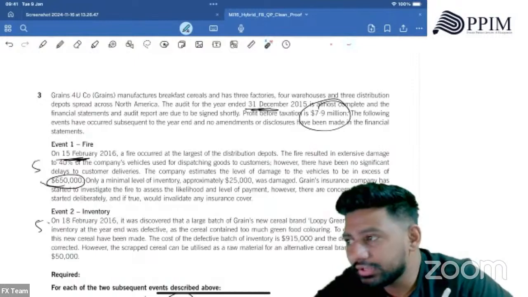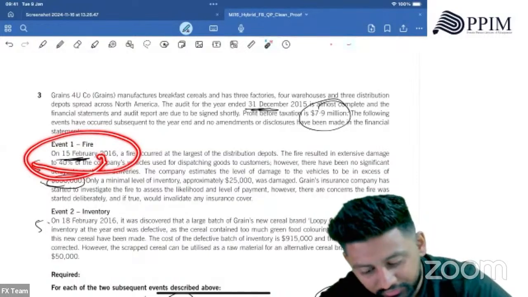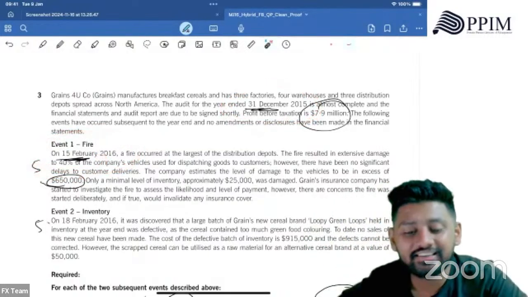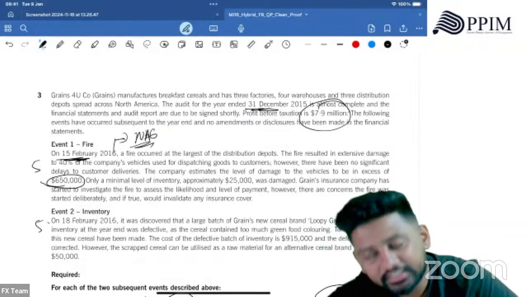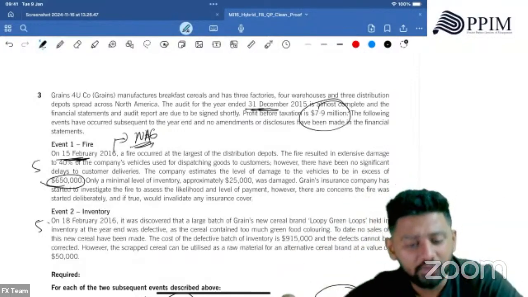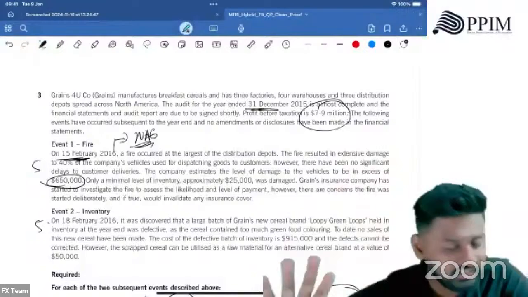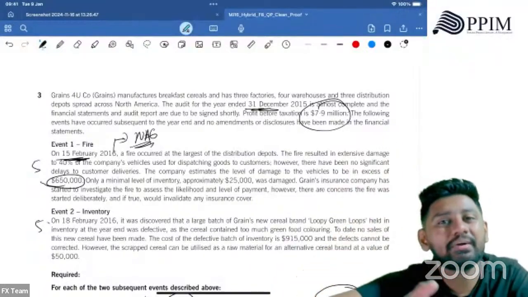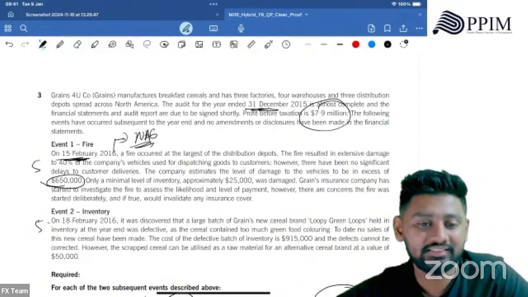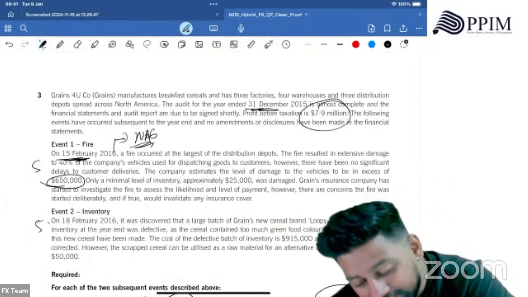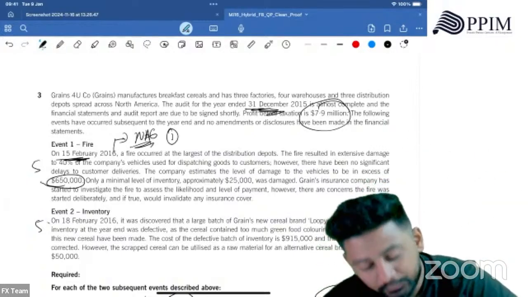Guys, look here. This is happening on 15th of February 2016. 15th of February is after your year end, 31st December. The event is happening after the year end. So it's a non-adjusting event. Guys, please get it right. You need to tell the examiner, hey, look, yes, this has caused severe damage, maybe 650,000. I'm not saying no, but this has happened after the year end. This does not provide evidence of conditions existing as at the reporting date. As at the reporting date, this did not exist. So it's a non-adjusting event. That is the first thing that you're going to tell the examiner. You get 1 mark.